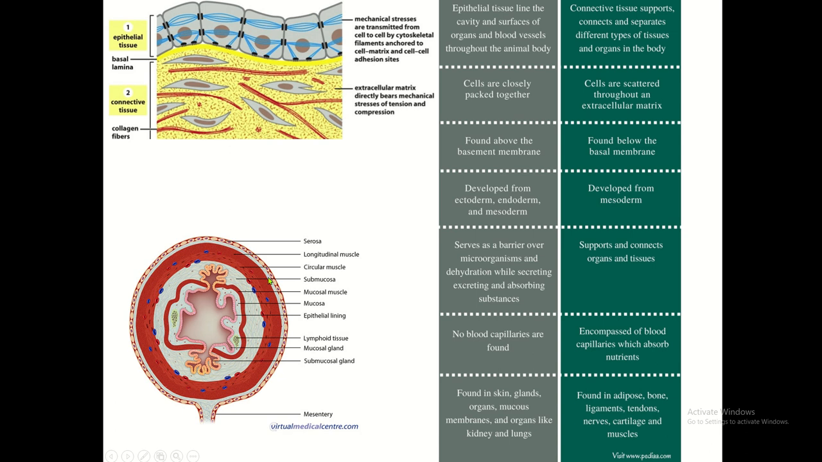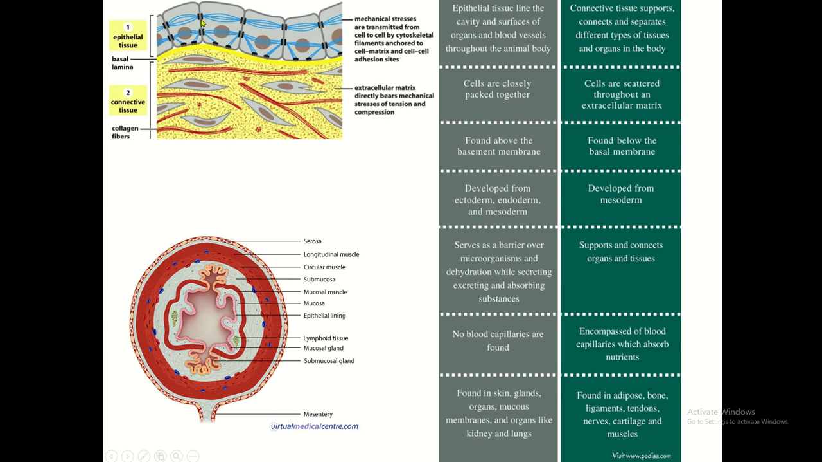Epithelial tissue lines the cavity and surface of an organ and blood vessel. So this is a tubular organ. Its inner wall and outer wall are lined by the epithelial tissue. And epithelial tissue is connected to other types of tissue by connective tissue. For example, this is the muscularis mucosae. So it connects the two types of tissue by connective tissue. This is the submucosa. It connects the muscularis mucosae and muscularis externa.